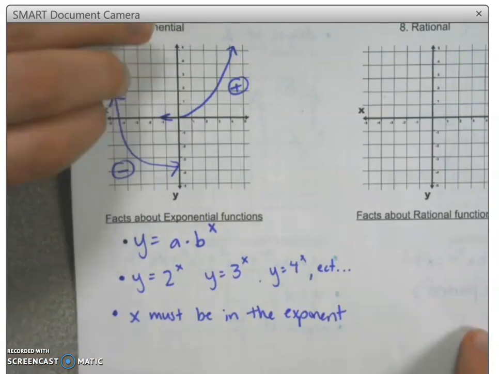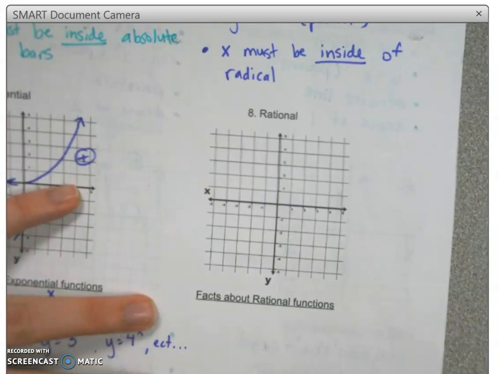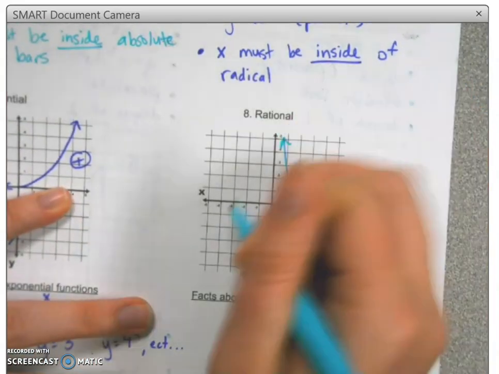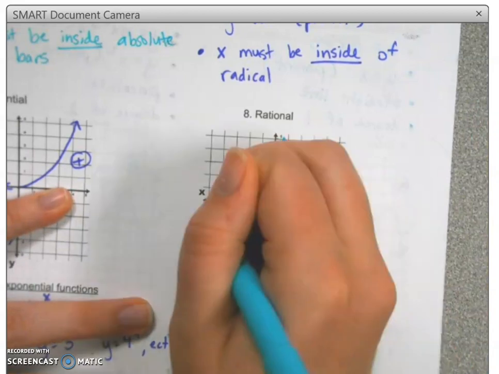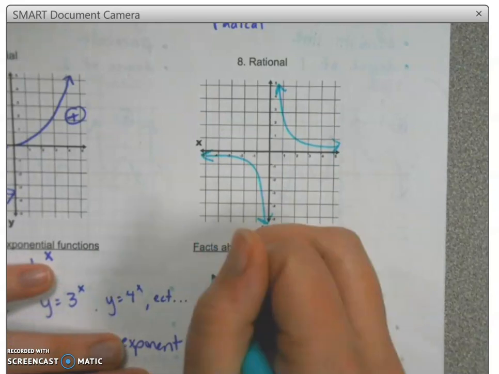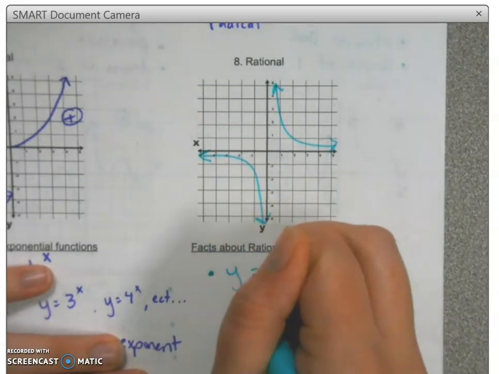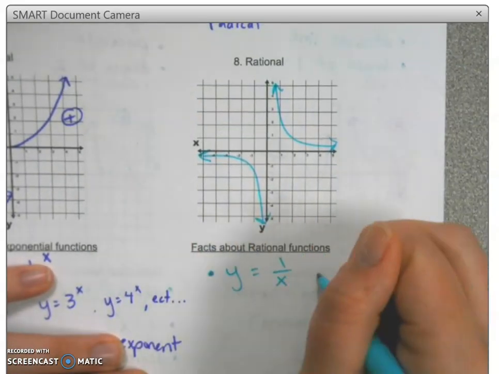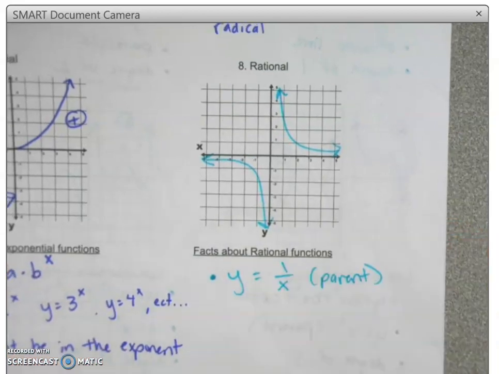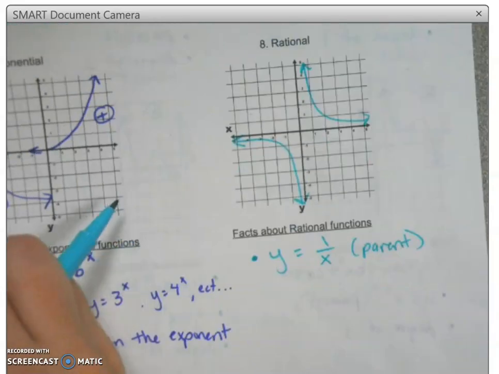All right, and then we got rational. Rational functions look kind of funny because they have asymptotes. So this one looks like this. And this is not a positive and negative one. This is the function, just so you know. The equation for the parent is y equals 1 over x. Oh, I guess I should have put these were the parents. Let me put that here.